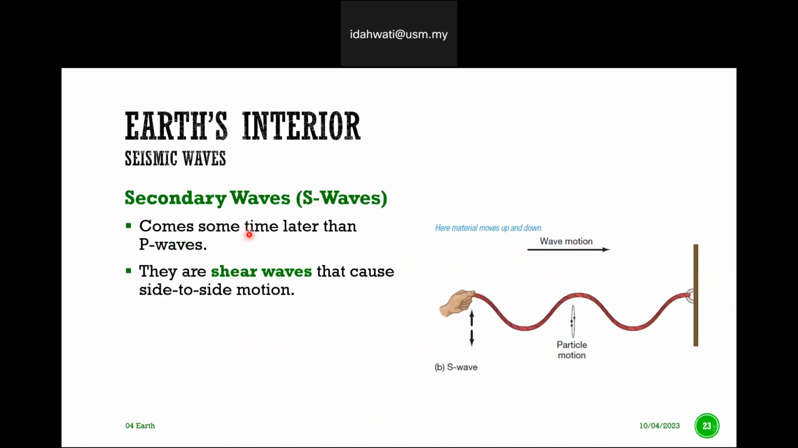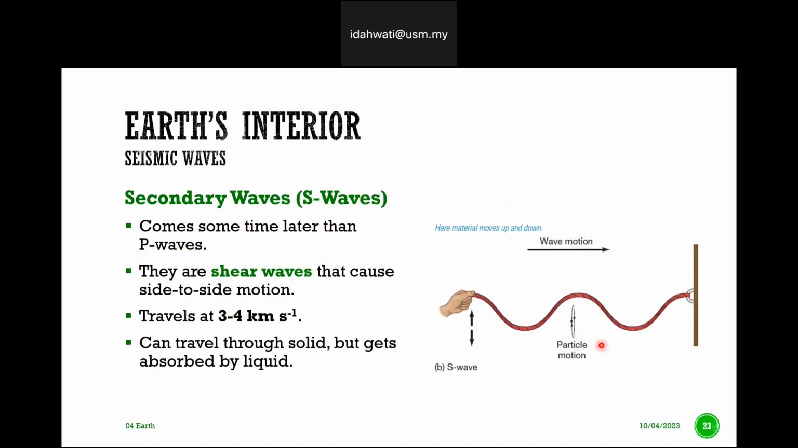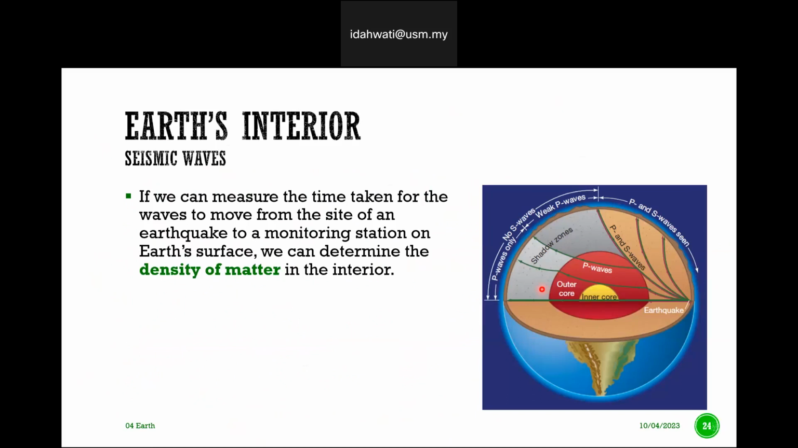So how about the secondary wave, or S wave? It comes sometime later than the primary wave. They are shear waves that cause side-to-side motion. Okay, so the motion is something like this, like a vertical motion here. The wave travels at 3 to 4 kilometers per second and can also travel through solid, but gets absorbed by the liquid medium.